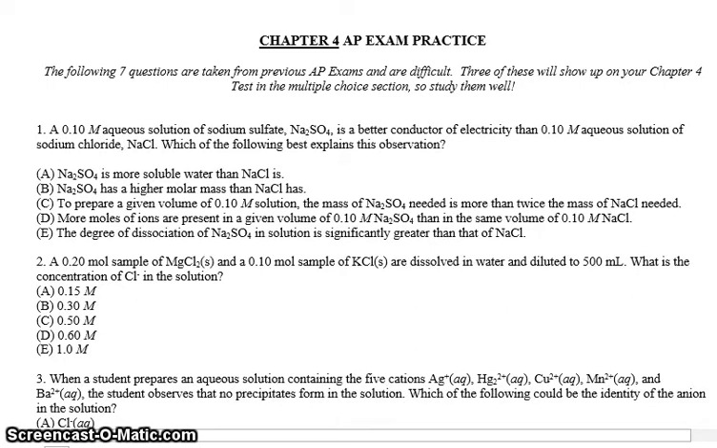Let's get to it. Number 1, we have a 0.10 molar aqueous solution of sodium sulfate, and it's a better conductor of electricity than the same molarity solution of sodium chloride. Which of the following best explains the observation? Now, remember, a better conductor of electricity simply means there are more ions dissolved in solution. Whenever you have ions in solution, that's when the substance can conduct electricity. And so, let's see which answer makes best sense.